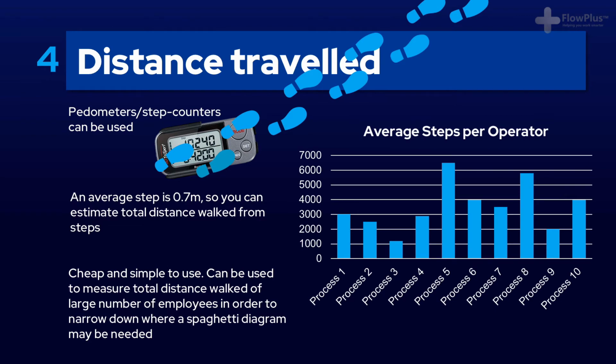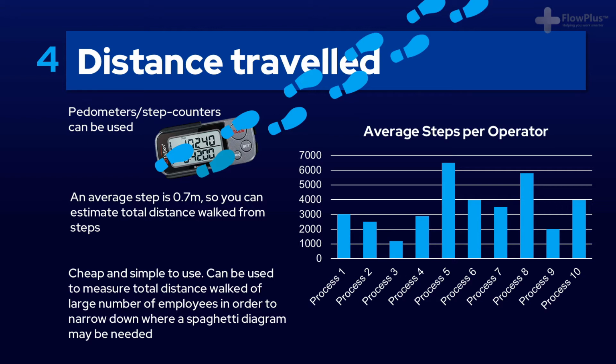This provides an overview of transport waste on a macro level and is particularly useful to carry out before going into detail of the spaghetti diagram, conducting spaghetti diagrams only on the operators that have walked the furthest with the greatest opportunity for improvement.